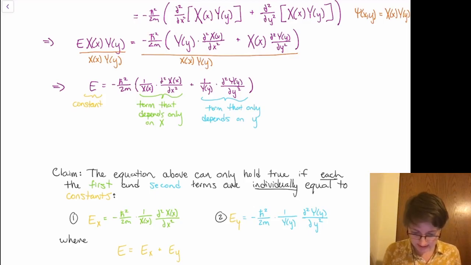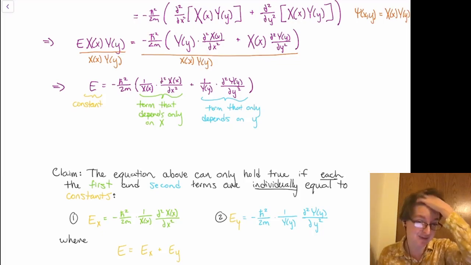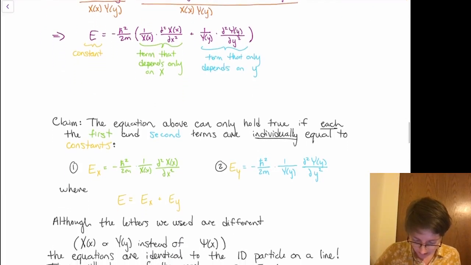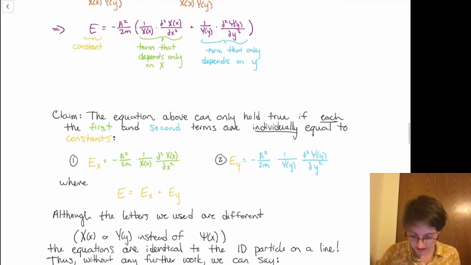And just like I've shown in the last line of the derivation, it had better be the case that whatever my constant e sub x is and whatever my constant e sub y is, they had better add up to give me back e, the original constant that I started with. So these are our three constraints on the system. And now I want us to notice something.